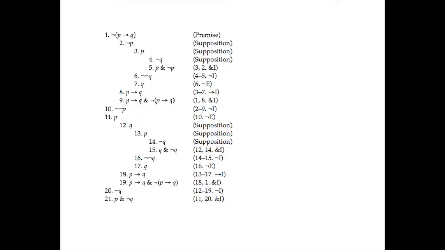So again, my premise says not P arrow Q. All right. And the way I'm going to do it this time is I'm going to start out trying to prove P, and then I'm going to prove not Q, and then I'm going to use my AND introduction rule to get P and not Q.